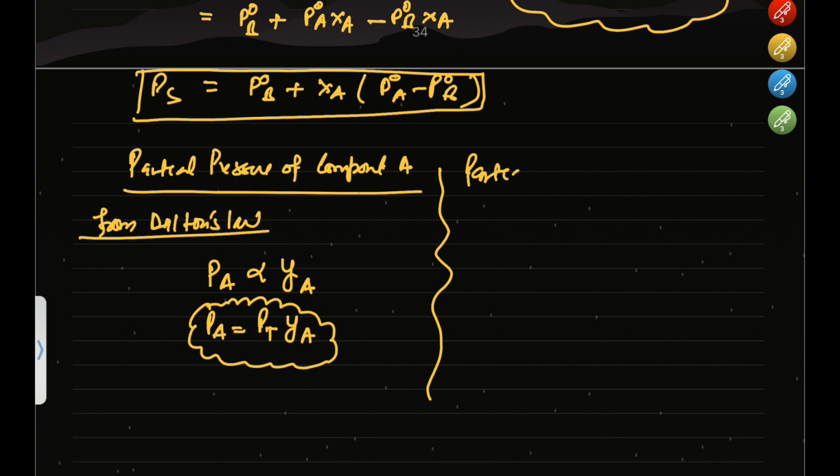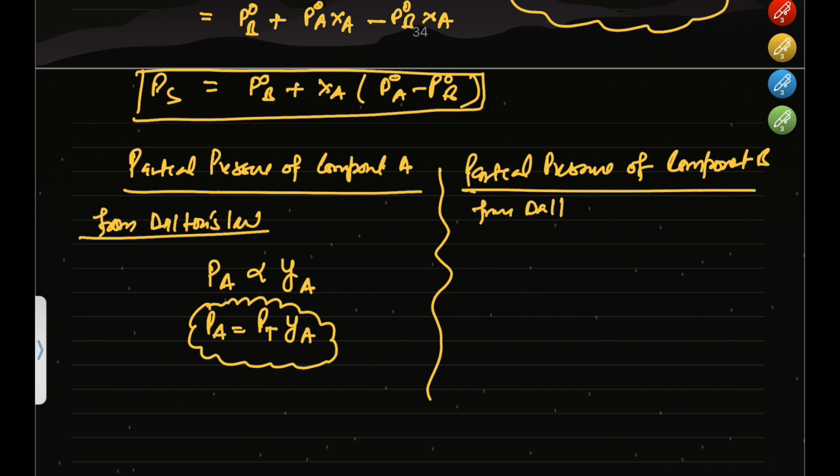This is the partial pressure of the component A from Dalton's law. Similarly, the partial pressure of component B from Dalton's law.